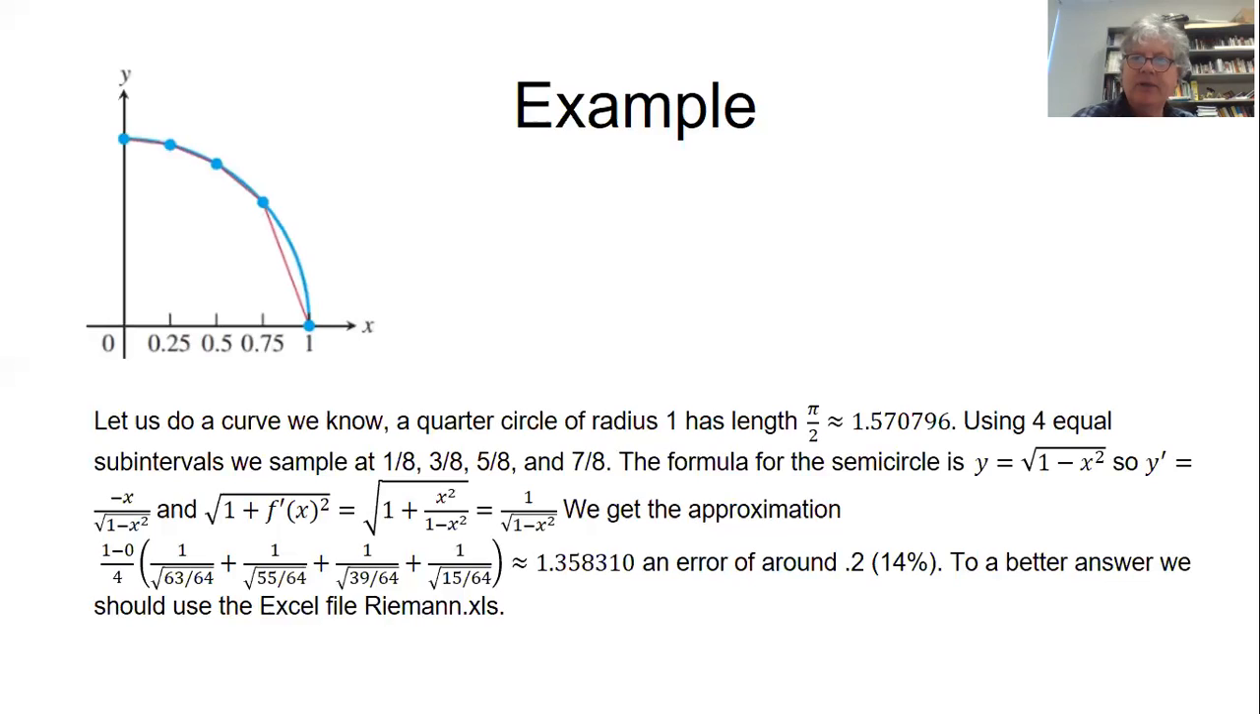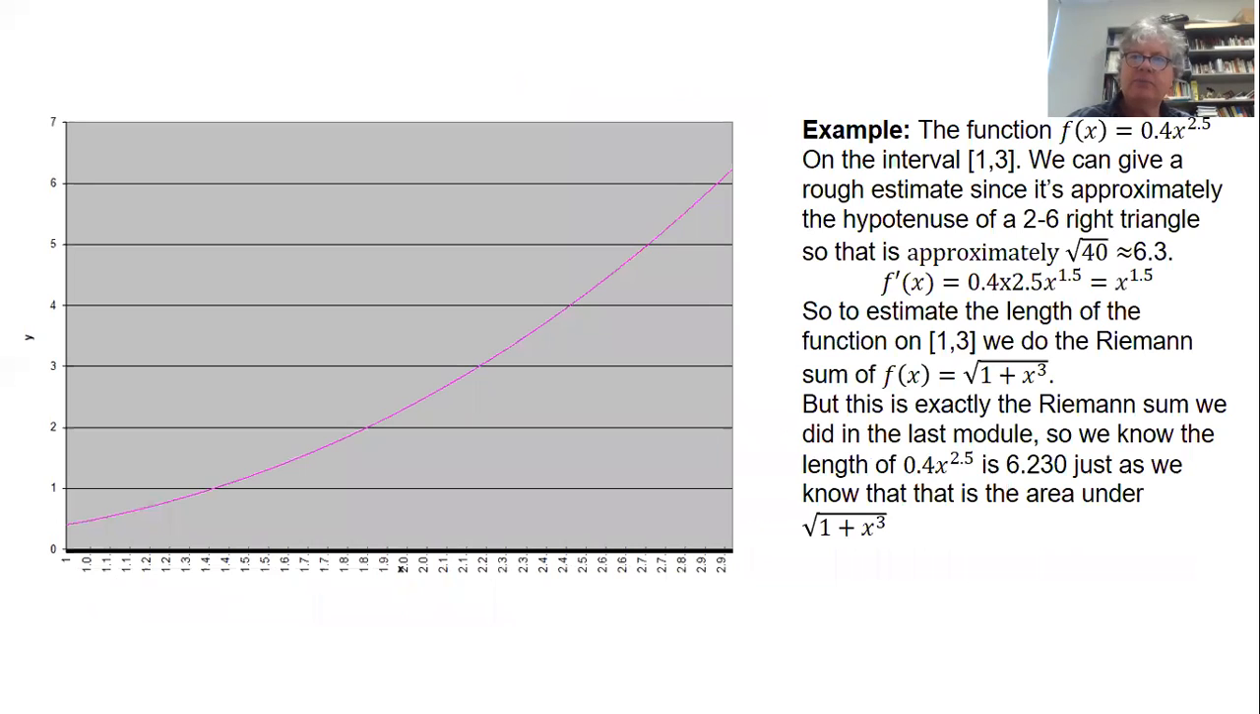So to get a better answer, we should use the Excel file Riemann.xls that I've shown you before. We're not going to do that. It actually turns out that this is very slow in giving you answers. Like for the area one, we saw pretty good approximation. This is much slower.